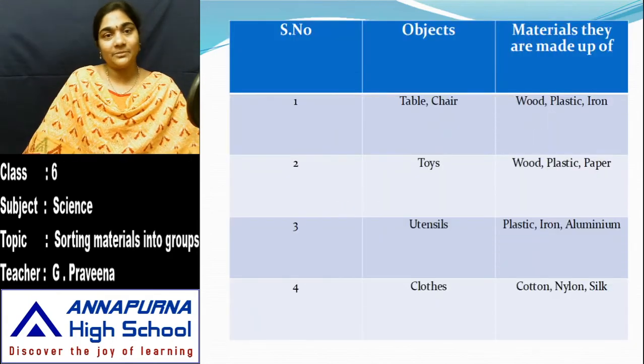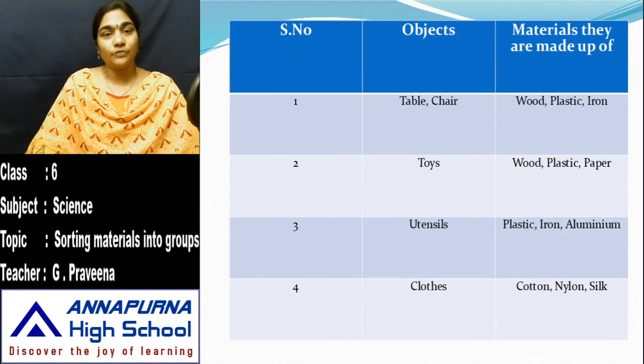Here in this table you can see the different kinds of objects and the materials that they can be made of. For example, the objects such as table and chair can be made out of materials such as wood, plastic and iron. The second object mentioned here is toys. The toys that you play, what are they made of? They can be made of materials such as wood, plastic and they can even be made with paper.